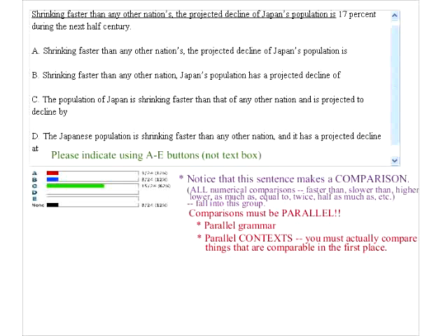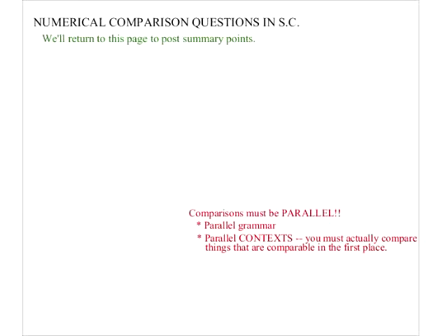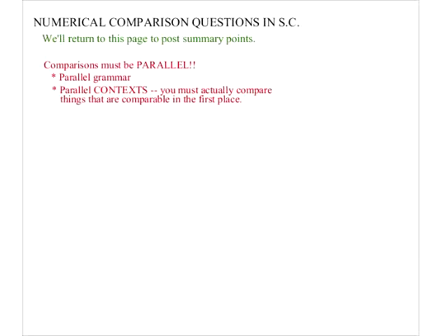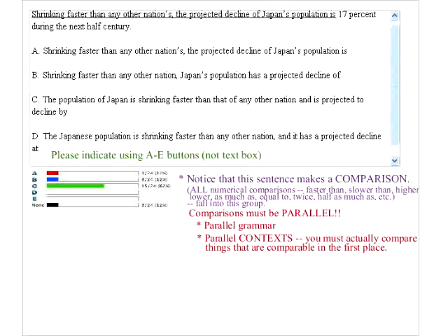So let's put that on the takeaways page over here. First thing we learned is comparisons are parallel. You've got to have parallel grammar, but you also got to have parallel contexts. So this is what's more important. There are a lot more issues with this one. So let's talk about that in this case. Parallel contexts.